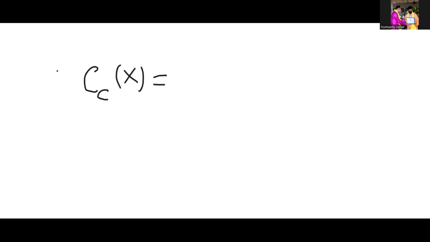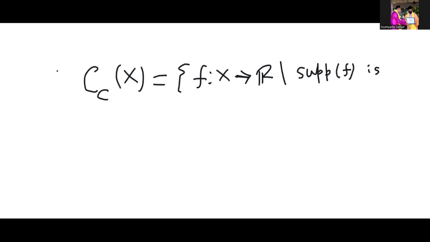So this is the collection of all functions from X to R. Right now I am only looking at real valued functions. You can very well talk about complex valued, even R^n valued functions also, but right now let me restrict myself to real valued functions. So when I write C_c(X), I mean real valued functions such that the support of f is compact. Basically, I'm looking at compactly supported continuous functions on X. I can talk about continuous functions on X because X is a topological space, and since the support of f is a subset of X, I can also demand that the support of f be compact.